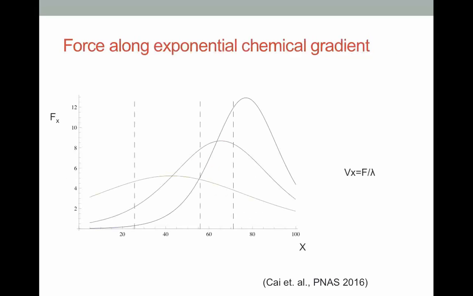But surprisingly, if we use the exponential chemical gradient to plug into this total force function, we see that the force no longer monotonically decreases. It will increase first and then decrease. So there will be a higher point of velocity along the migration path, and then it will decrease. This is the difference that a linear chemical gradient versus the exponential chemical gradient will make.